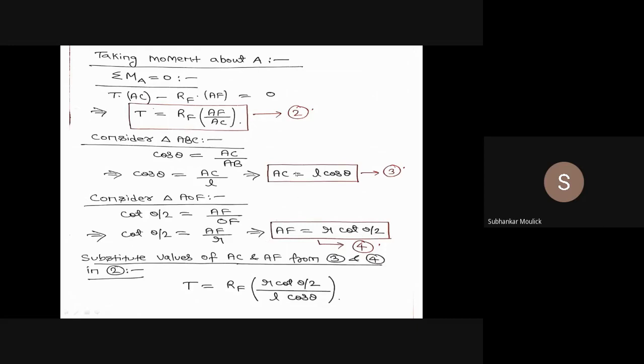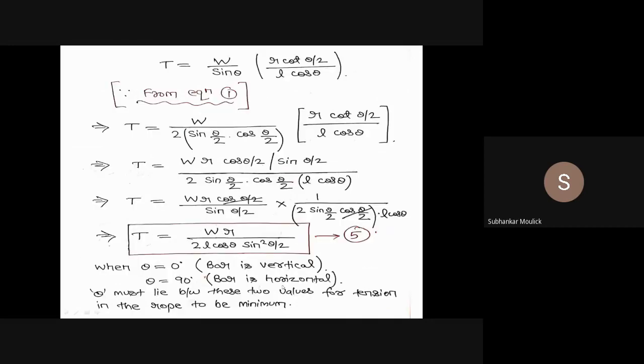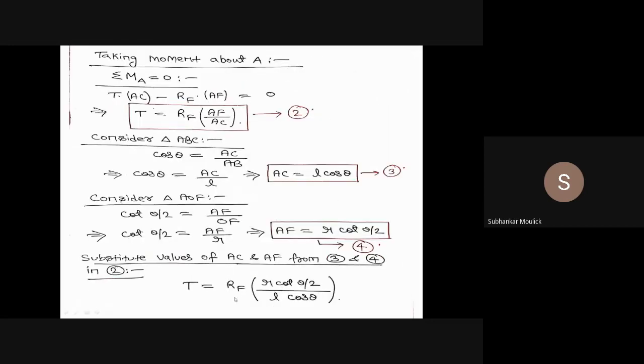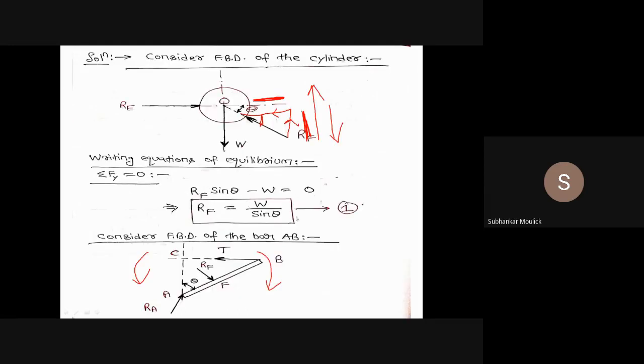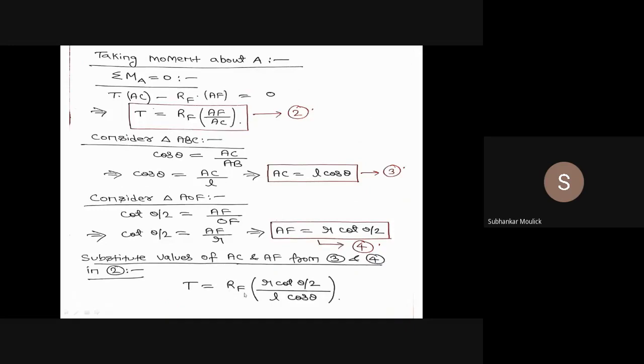Now if I substitute AC and AF in equation 2, I will get T is equal to RF into AF, which is r cot theta by 2, divided by AC, which is L cos theta by 2. Now this RF we also have to substitute in terms of theta. For that, see equation number 1. In equation number 1, RF is already written in terms of theta, that is RF is equal to W by sine theta. So this value of RF I will substitute over here.